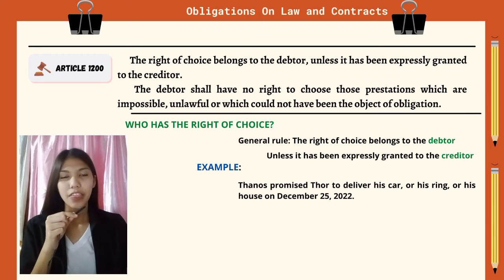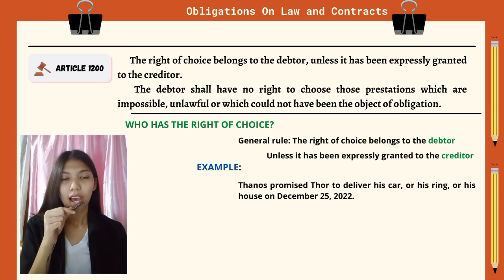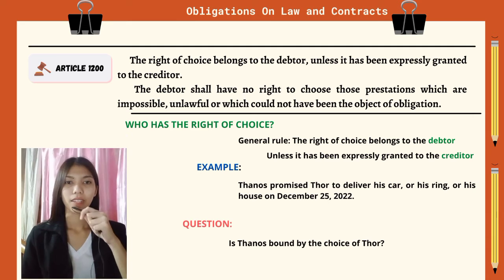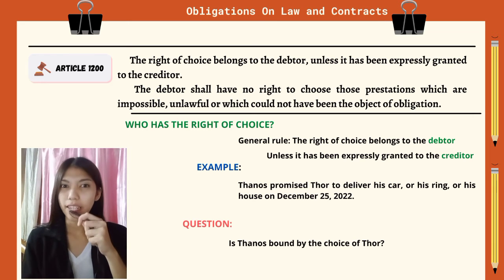For example, Thanos promised to Thor to deliver his car or his ring or his house on December 25, 2022. If in the contract of Thor and Thanos, nothing is stated as to who has the right of choice, and Thor insists that the car should be the one Thanos delivers to him. So here, Thor is demanding that the car be delivered. So, question, is Thanos bound by the choice of Thor?